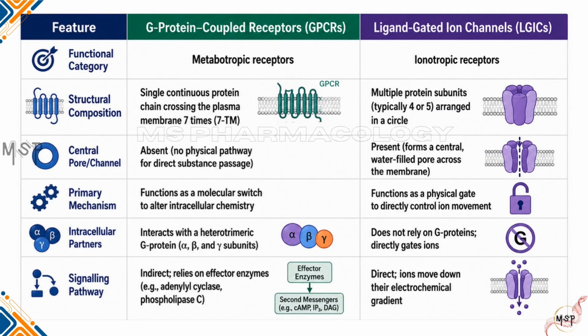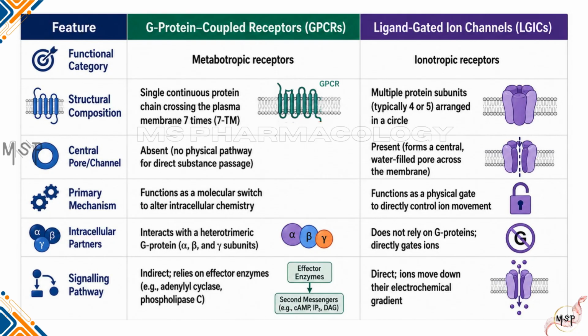G protein-coupled receptors, or GPCRs, belong to a class known as metabotropic receptors. Structurally, GPCRs are composed of a single continuous protein chain that crosses the plasma membrane 7 times. Because of this characteristic arrangement, they are often called 7-transmembrane receptors, or 7-TM receptors. Unlike ion channels, GPCRs do not contain a pore through which substances can pass. Instead, they function as molecular switches.